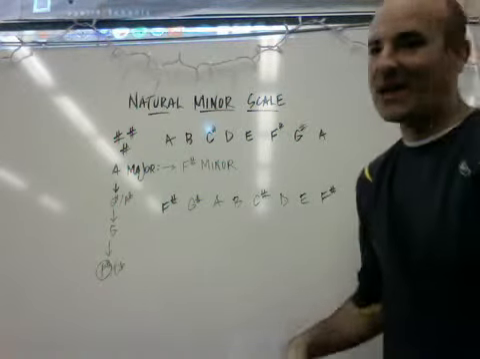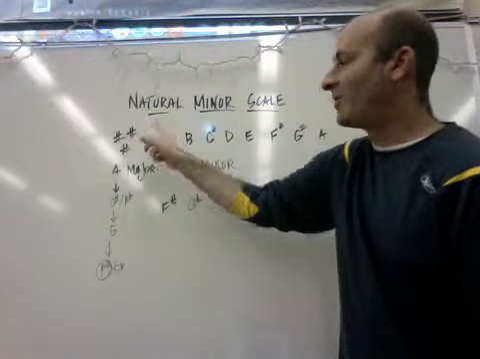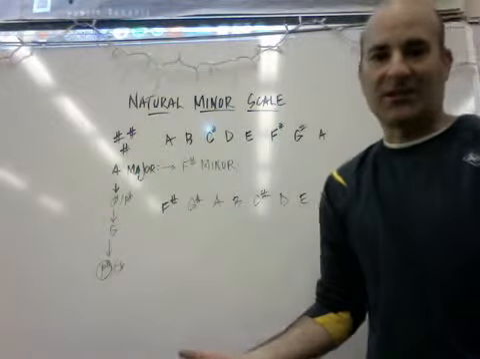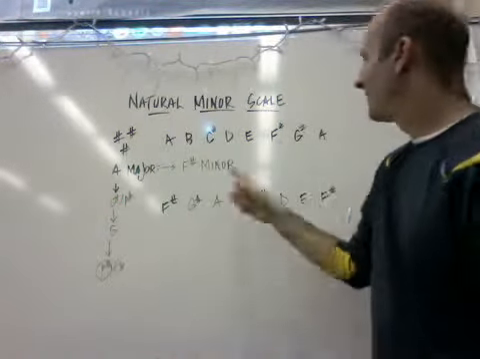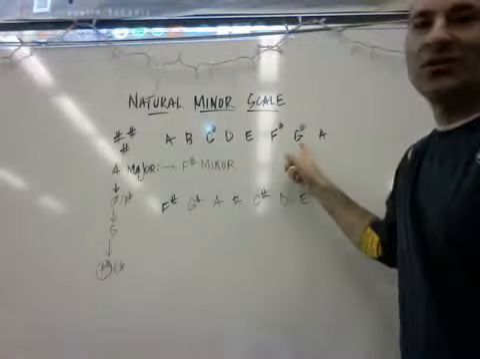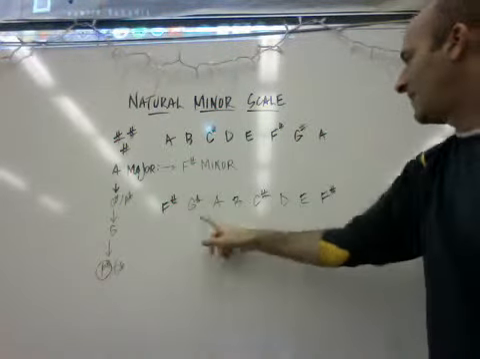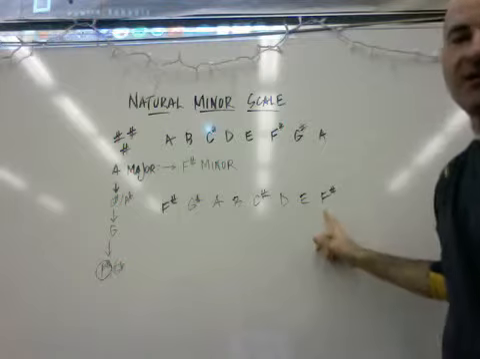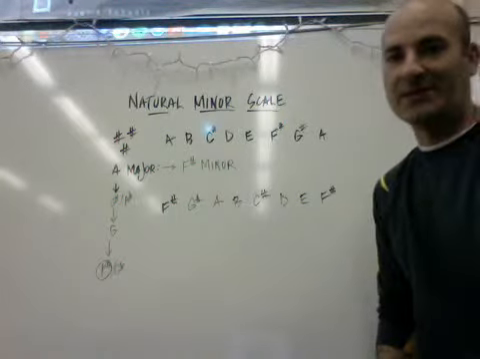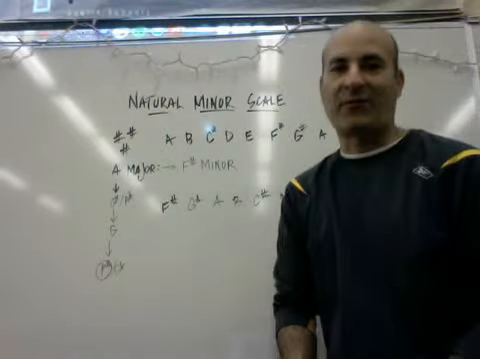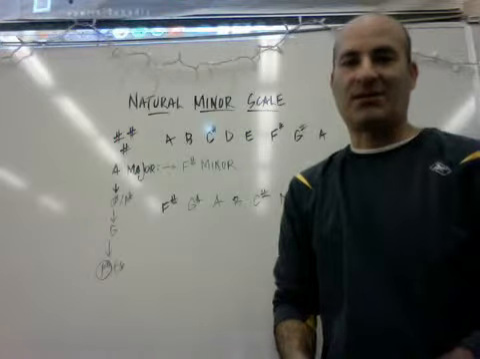The reason I can do that is because we know with 3 sharps in both keys, we're using the same pitches, the same notes. F, C, and G all sharp, F, C, and G all sharp, and another F sharp from the first to the last note. So that's as simple as that for finding a natural minor scale.